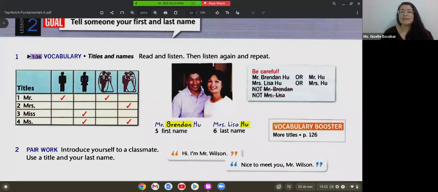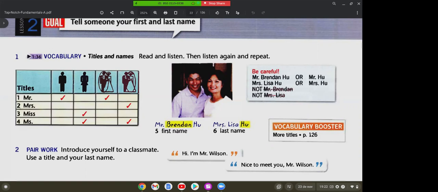Entonces, siempre y cuando utilicemos Mr., Mrs. o Miss, vamos a utilizar the last name, el apellido, a menos que vaya el nombre y el apellido, right? First name and last name. Como ven acá, Mr. Brendan Hugh, Mrs. Lisa Hugh. Okay, are we clear on that? Do you have any question? Yes, it's clear, teacher. Okay.